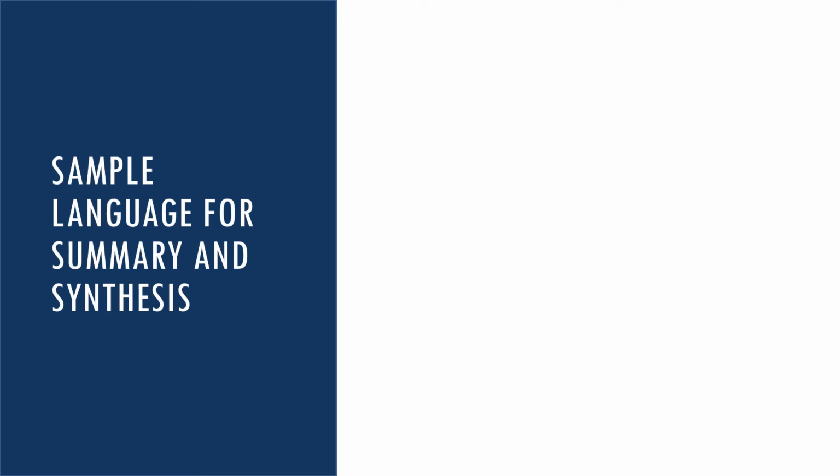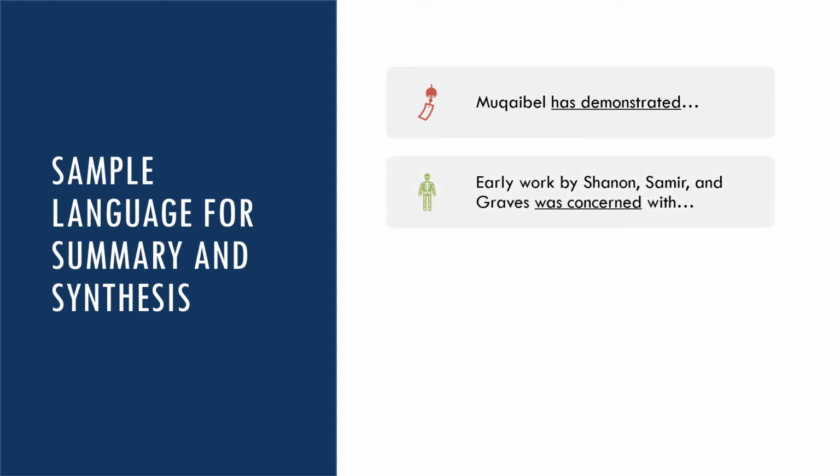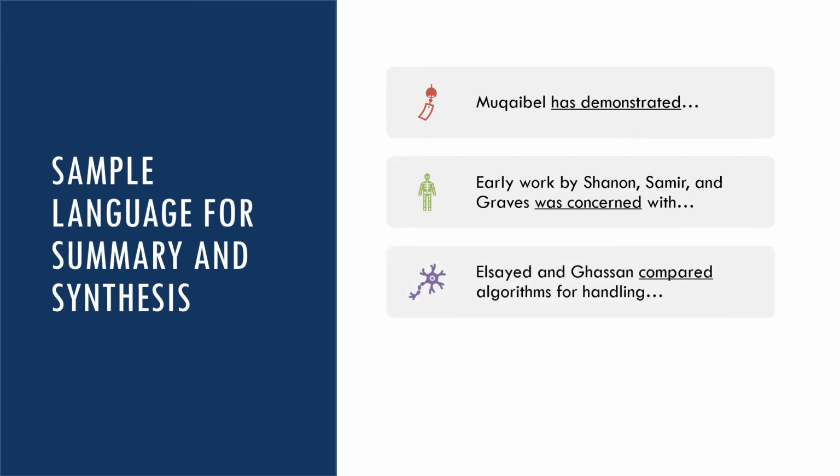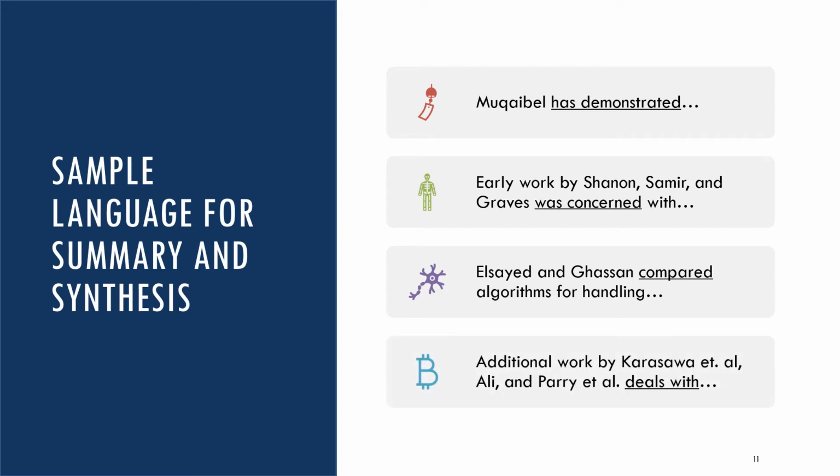Sample language for summary and synthesis. Here are a few words. You can say, for example, the author named Mugebel has demonstrated an example. Or we can say early work by Shannon, Samir, and Graves was concerned with. And then also we can say that Sayyid and Ghassan compared. I'm giving you these underlined words just to give you an example of how you state what others did. Additional work by Mr. X et al., which means that he also has other sources, other authors. We're not listing all of them because the list is long. Ali and Parry and so on dealt with.